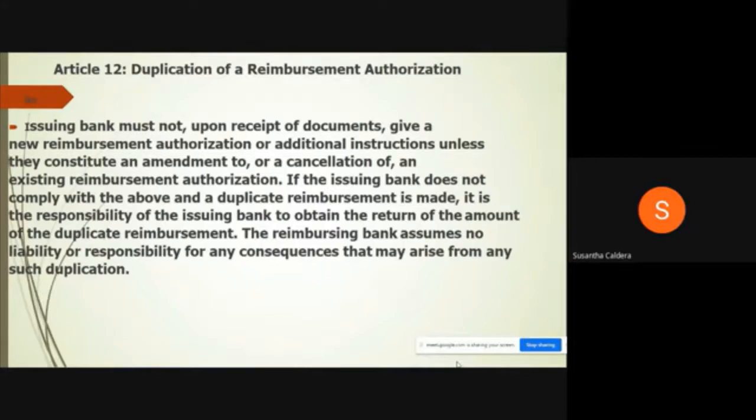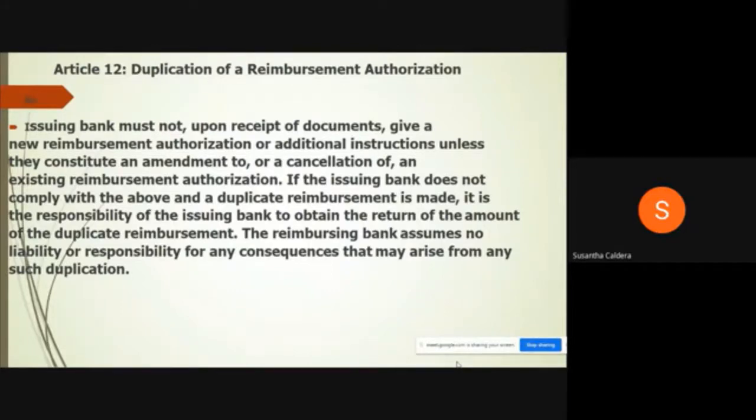You can't change the reimbursement authorization, unless you are amending the LCs. If the issuing bank does not comply with the above and a duplicate reimbursement is made, it is the responsibility of the issuing bank to obtain the return of the amount of the duplicate reimbursement.